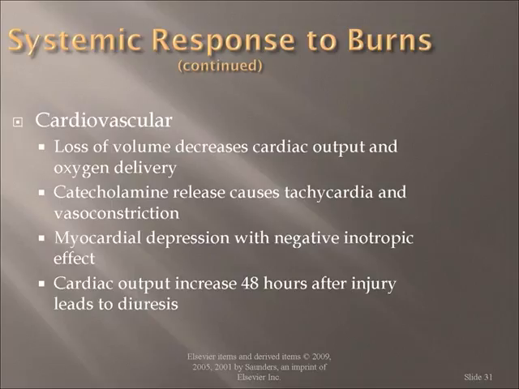So again, in the cardiovascular system, you have a loss of volume, decreasing cardiac output, and this then affects your oxygen delivery. Your catecholamine release causes a tachycardic vasoconstriction reaction in addition to the low volume. So you get a myocardial depression with negative inotropic effect. Your cardiac output can increase 48 hours after the injury. This can lead to diuresis then.